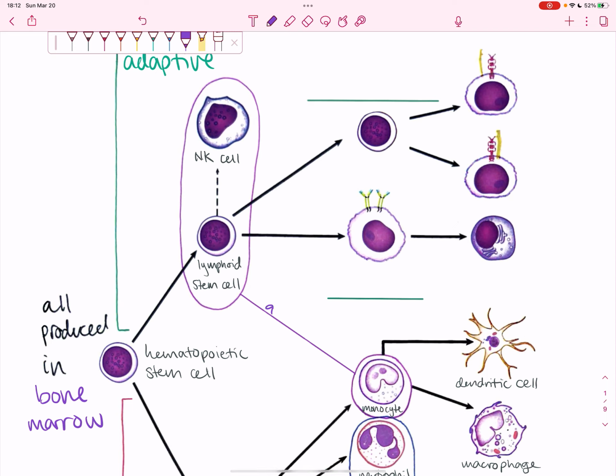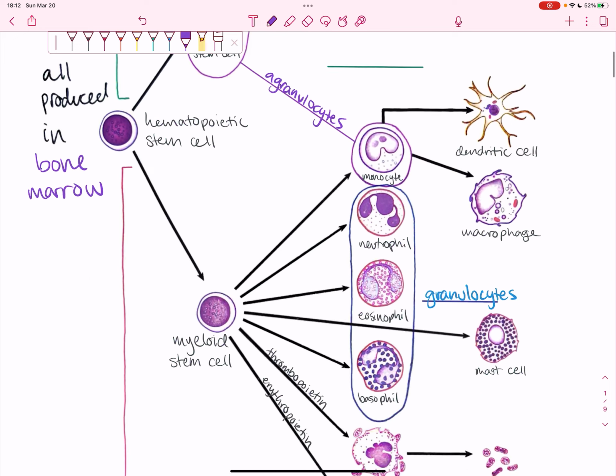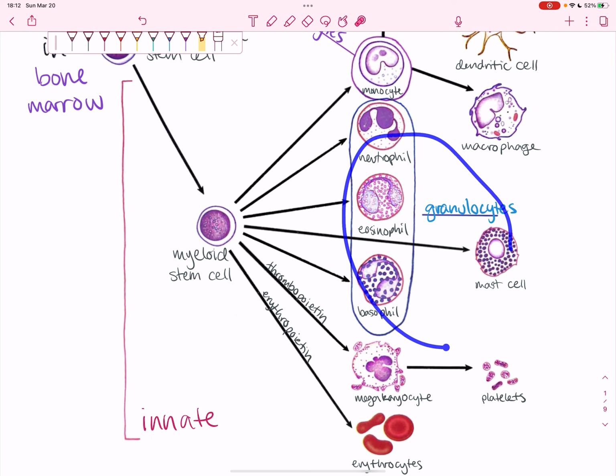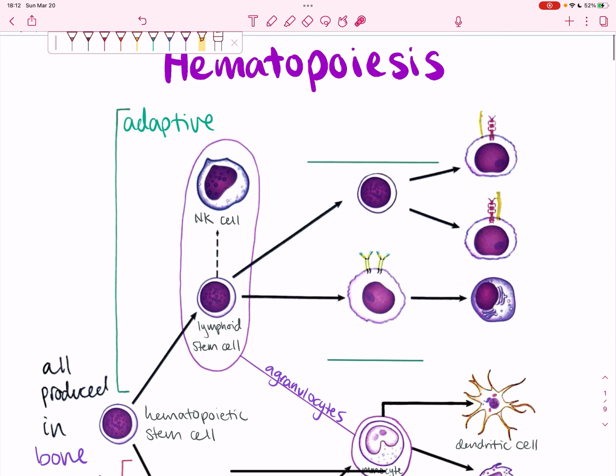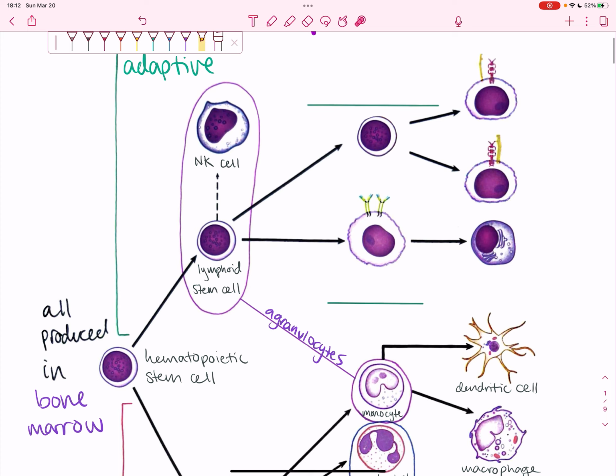And these guys are circled in purple because they are what would be labeled as agranulocytes, because they don't have granules, unlike these guys down here. There are not any granules in monocytes or natural killer cells. And again, I'm not really sure why I included the lymphoid stem cell in this, but the two important ones are here. Okay, moving on.